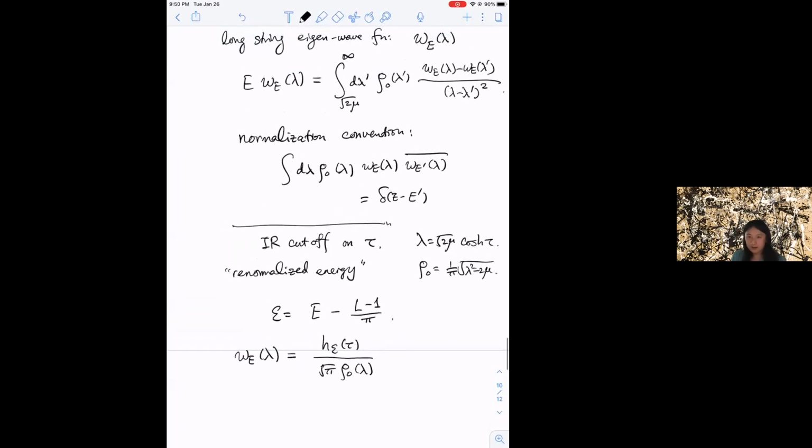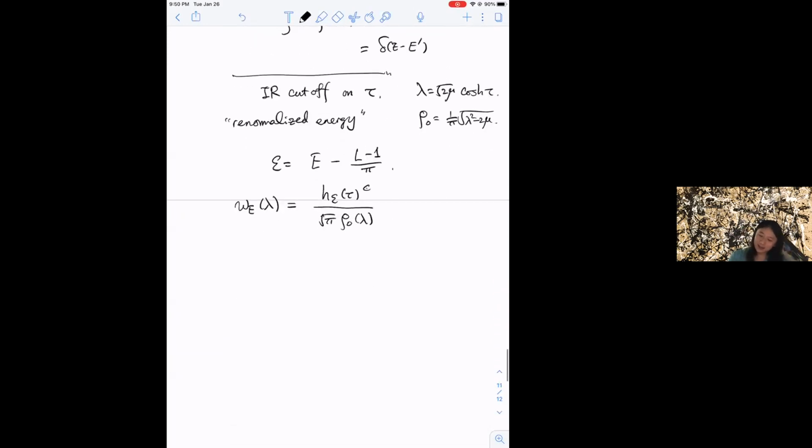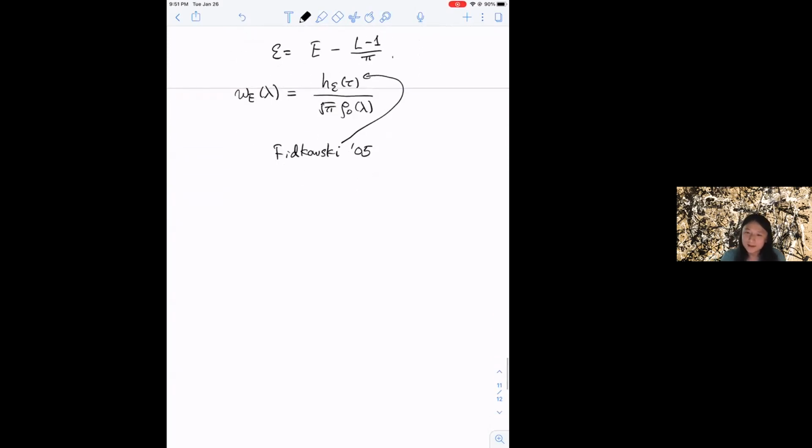There's some nice way to rewrite this equation. I will not really get into the details of that. I will just say that this H epsilon of tau is a function that one can write down explicitly. This was solved brilliantly by Witkowski in 2005, shortly after Huang's paper. The solution for this is important for our purpose, but it's not particularly illuminating to write it down. Maybe I should write it down just so you can see how complicated it looks. So let me write this down.